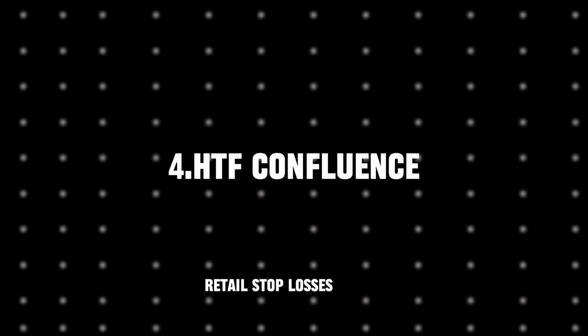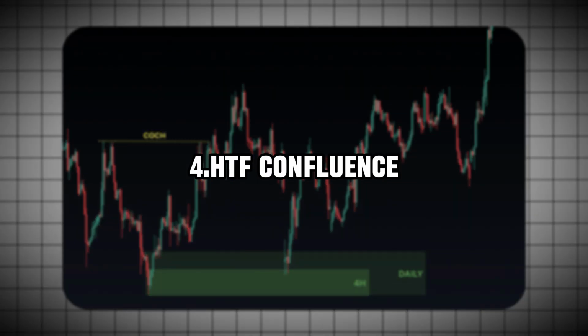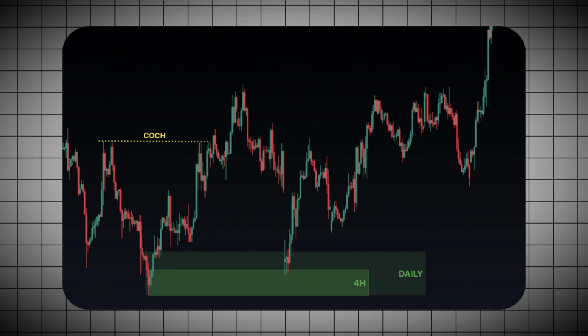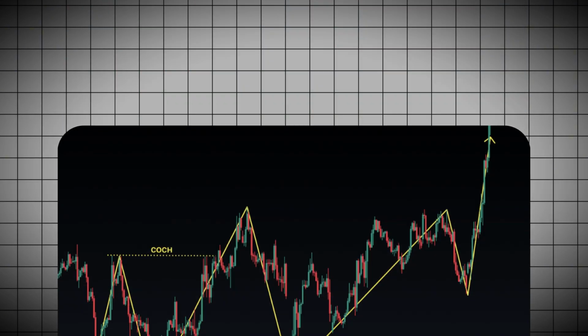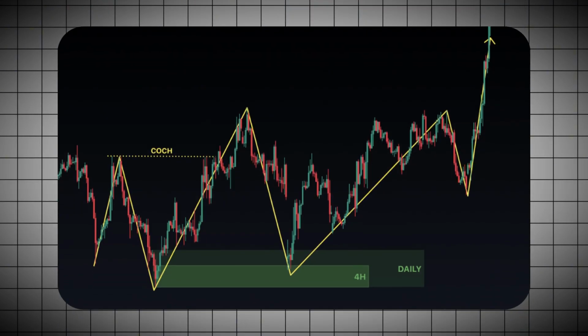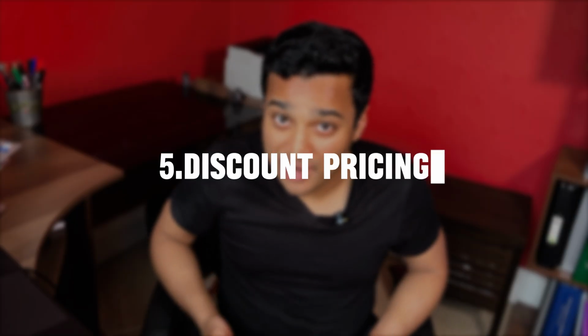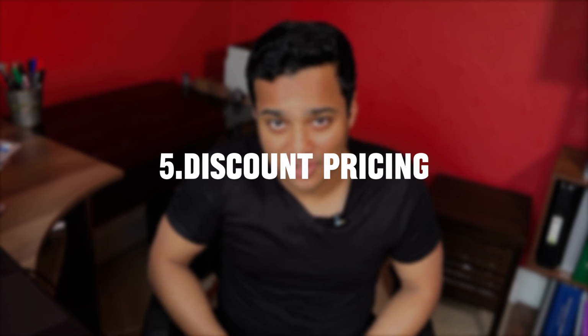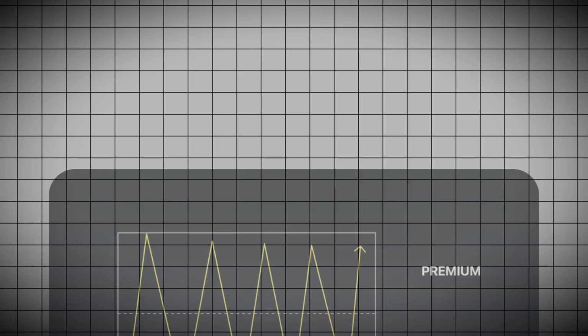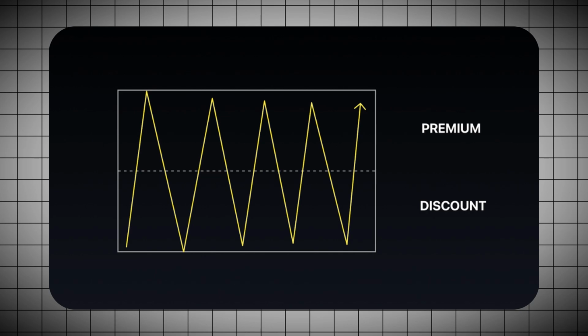Fourth is high time frame confluence. Aligning your trades with the higher time frame market trend increases the likelihood of winning. For example, if you enter a long on a 4-hour demand zone and this overlaps with the daily demand zone, there's a higher probability of winning. Discount pricing can also give higher probability zones. After all, we want to buy low and sell high, and buying in the bottom 50% of the range, so discount, and selling in the top 50% of the range, so premium, can increase the chances of winning.